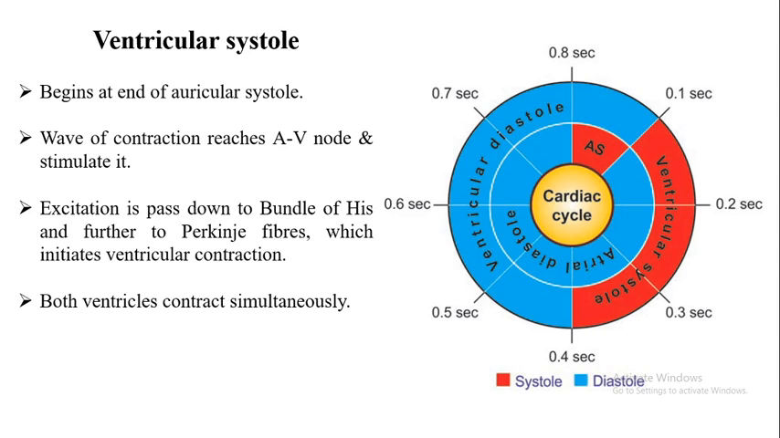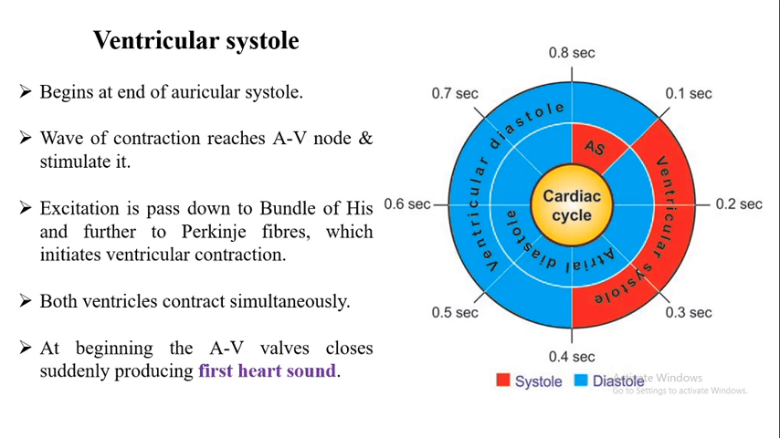Both ventricles contract simultaneously and forcefully, because the blood from ventricle has to be circulated up to distant organs. So hence ventricular contraction is forceful. However, the auricular contraction is less forceful than ventricular contraction, because auricle has to pump the blood only up to ventricle, but the ventricle has to pump the blood up to various parts of the body. Hence the ventricular contraction is forceful.